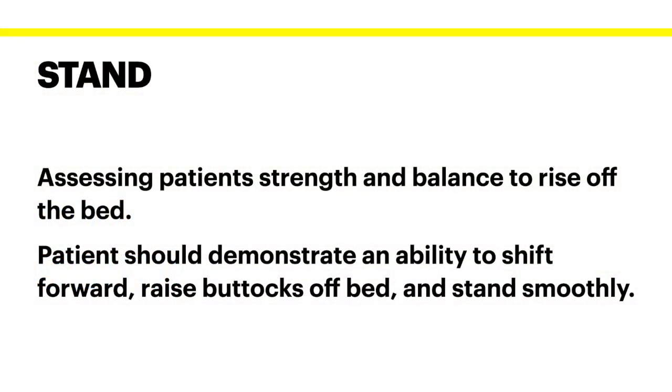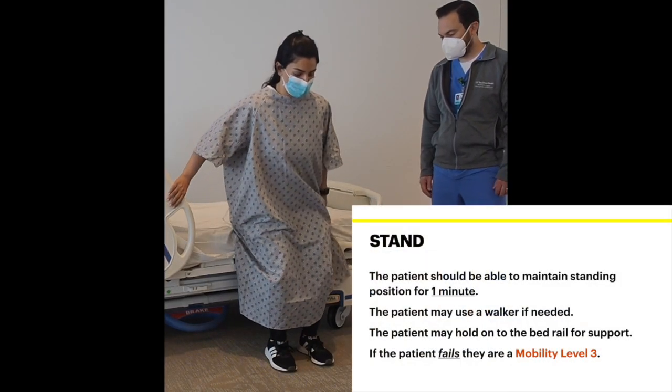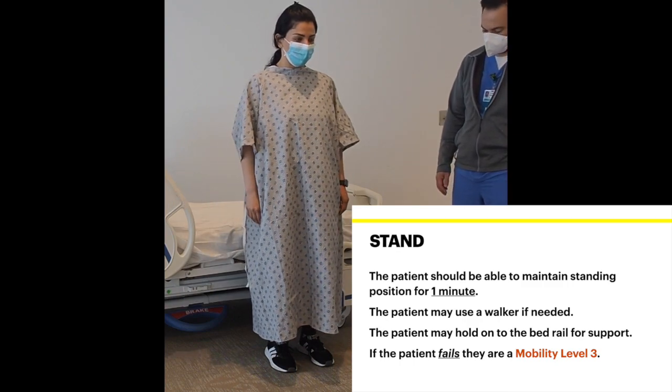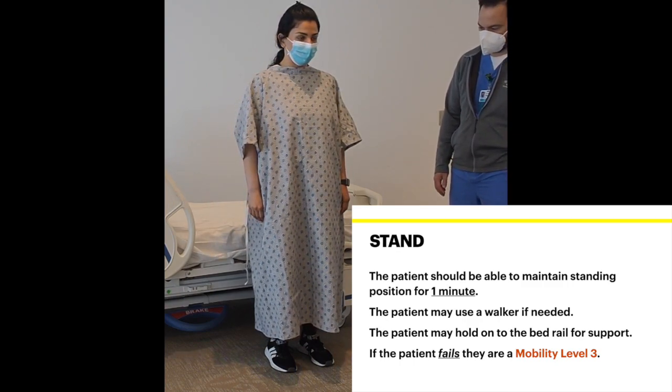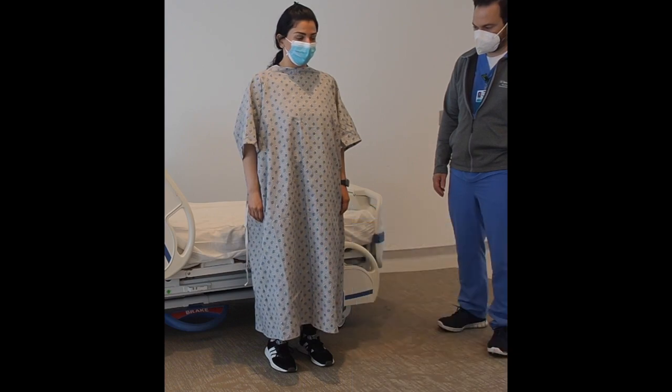The third BMAT assessment, stand, assesses the patient's ability to shift forward, raise their buttocks, and rise smoothly. This tests their balance and their strength to rise off the bed and stand. With the patient's feet flat on the floor, about shoulder width apart, the patient should shift forward, raise their buttocks, and rise and stand upright for about 1 minute.